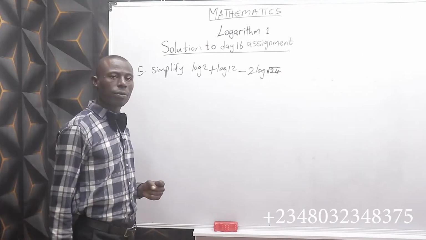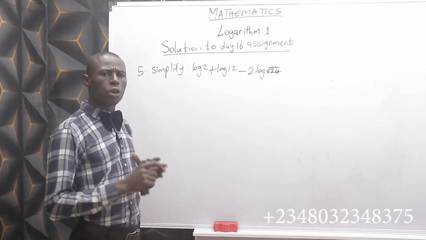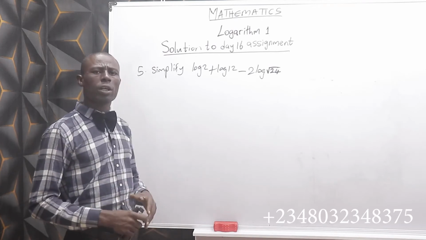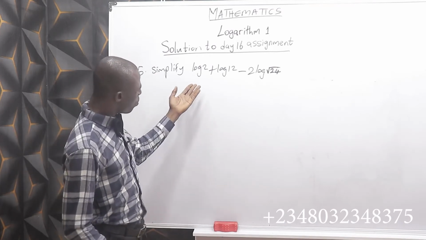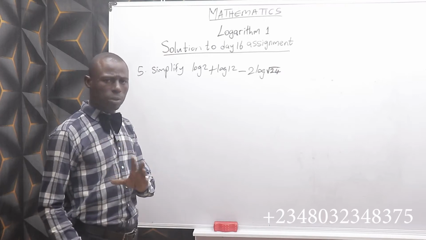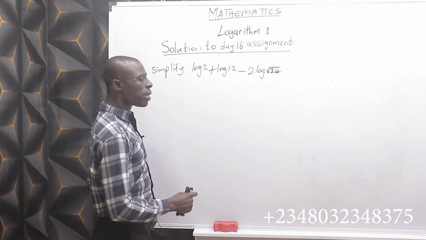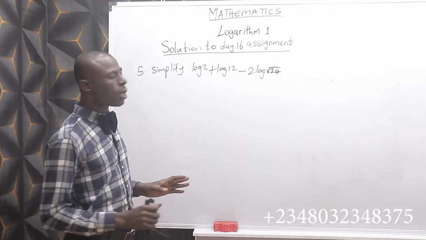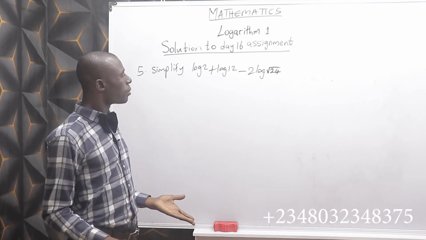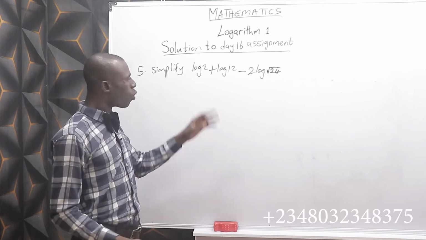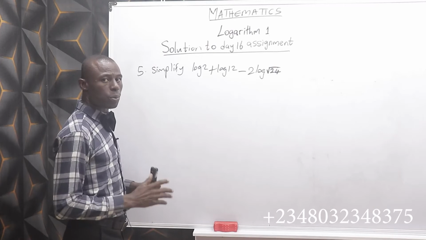Let's solve question 5 of the assignment. Simplify log 2 plus log 12 minus 2 log root 24. Someone will be saying, there is no base in this logarithm. Yes, it is possible. When there is no base written at the subscript of the log, it simply means it is in base 10. And if base 10 is put there, all the same, fine. But once it is not put there and no other base is put there, then it is in base 10. You take it to be in base 10.